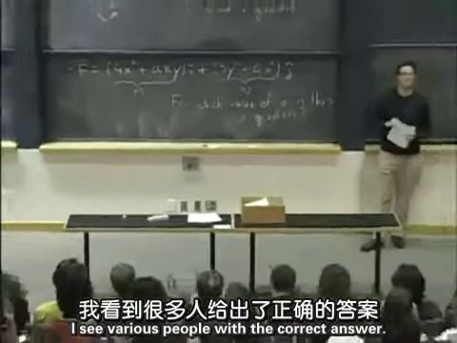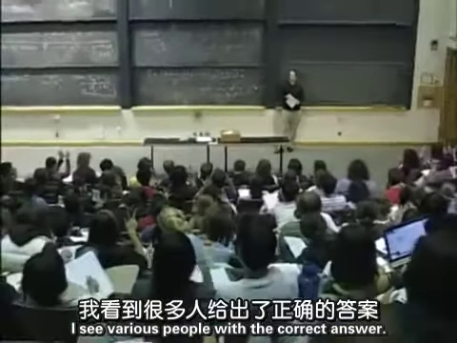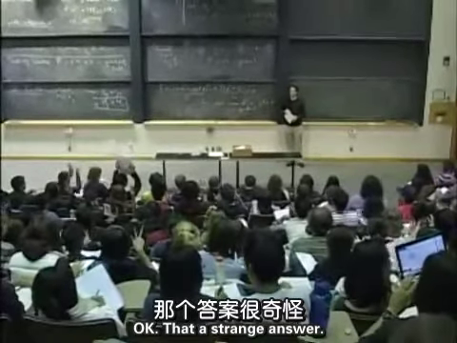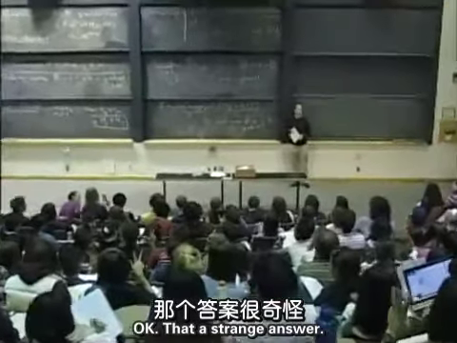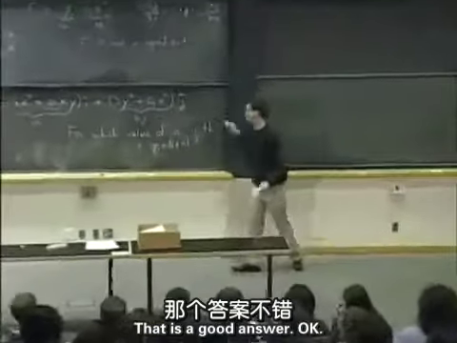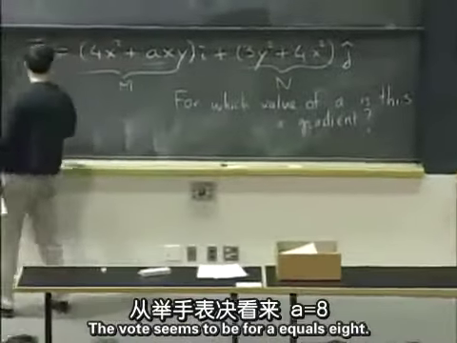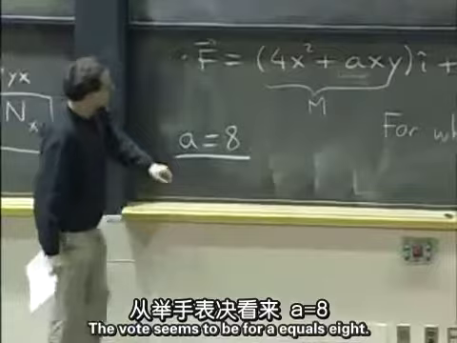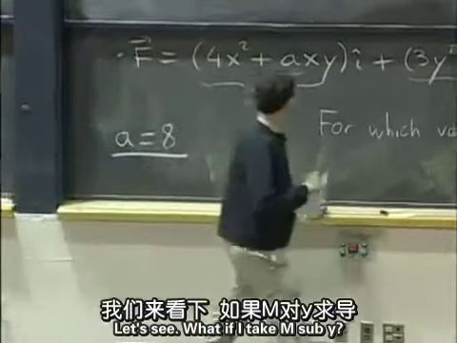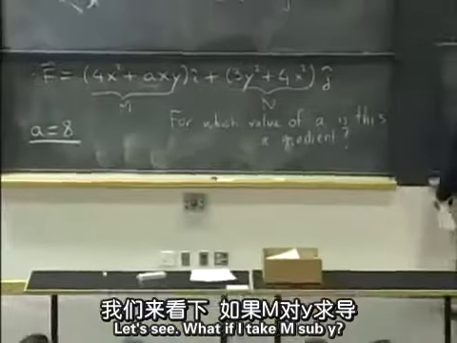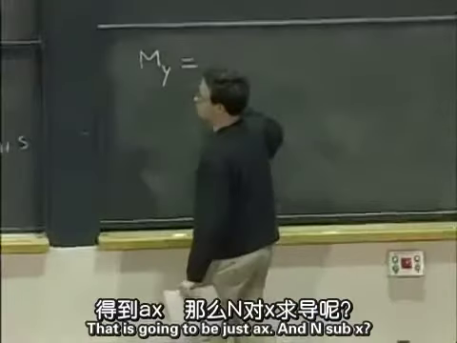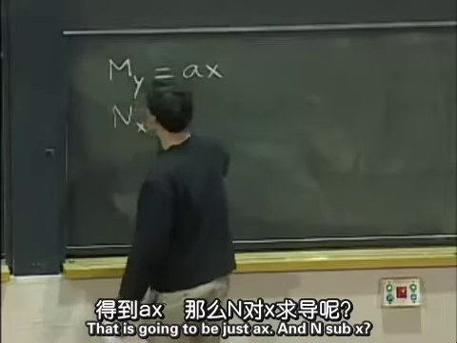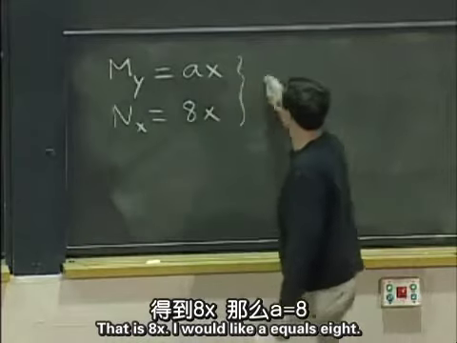Okay, so I see various people with the correct answer. That's a good answer. Okay, so the vote seems to be for A equals 8. And let's see, if I take M sub Y, that is going to be just AX, and N sub X, that is 8X, so I would like A equals 8.